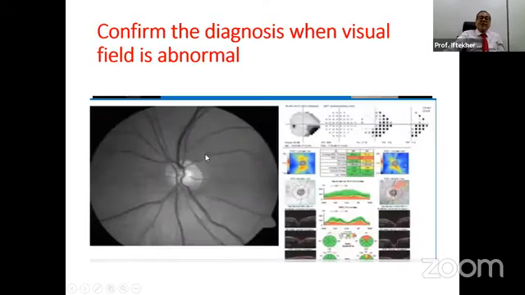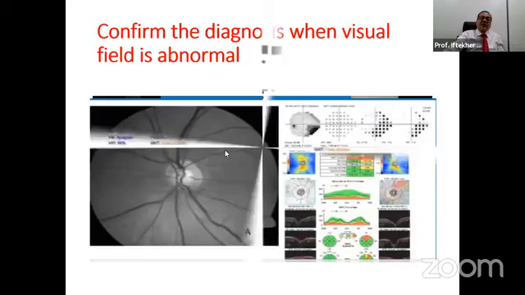When the field is abnormal, you see the field is abnormal. OCT in the left eye shows the upper temporal portion is also defective, and we see this optic fundus picture. We see there is prominence of the blood vessel, which indicates there is a nerve fiber layer defect.